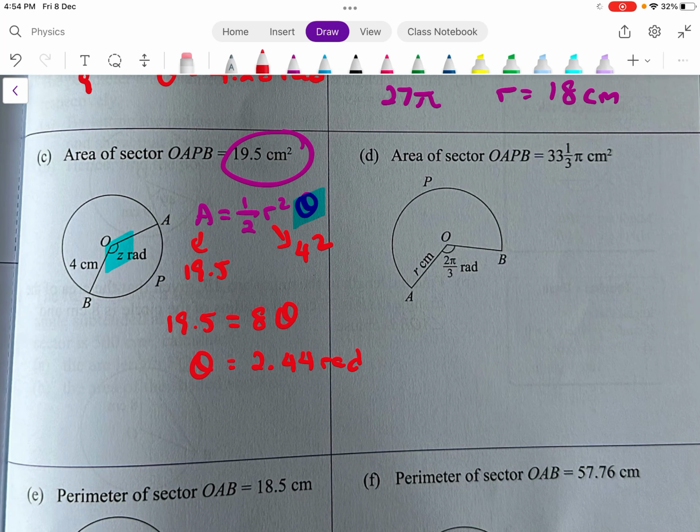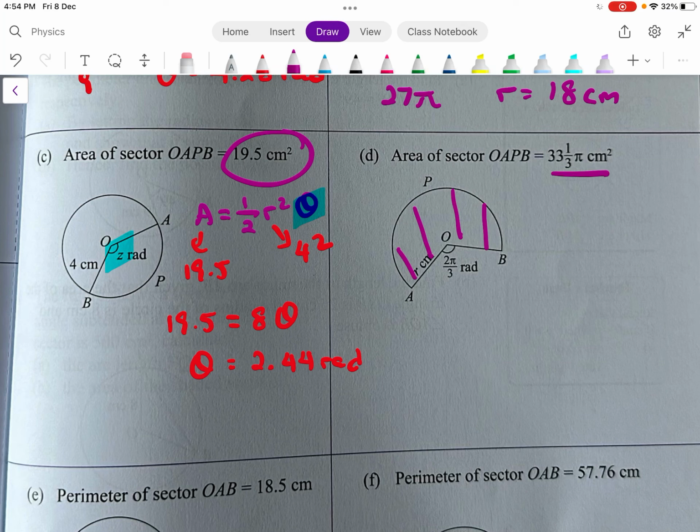Okay, so now I assume you have finished doing part D. So now let's go through part D. Okay, part D, same thing. We are given the area of sector OAPB. So now this thing is the sector. Then of course we are given the area here. Then we are asked to find the radius.